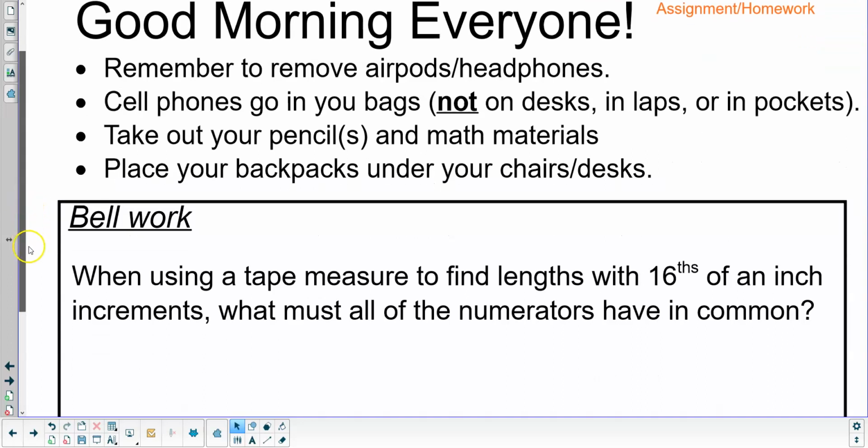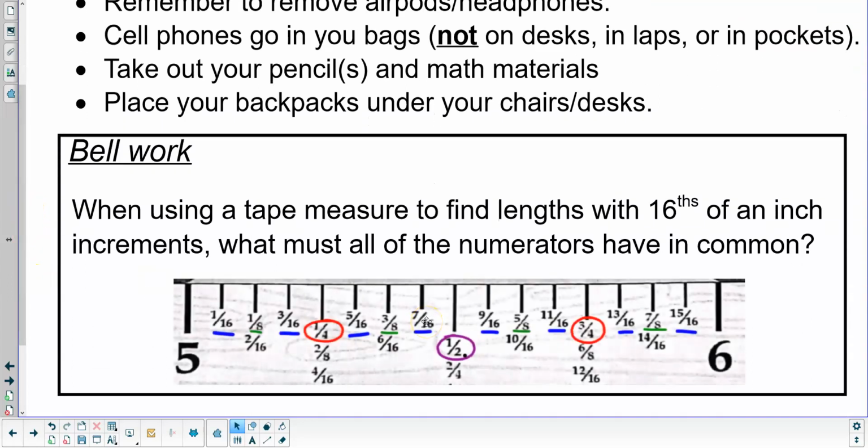Great. If you found the answer, you should have odd numbers. And again, this is just an example of what we went through on that very last example on the second page. If you're measuring in 16ths of an inch from any whole number to another whole number, it's always 1, 2, 3, 4, 5, 6, 7, all the way to 15 over 16. And notice that if it's an even number, it does reduce to an odd numerator, and the denominator will also be reduced along with it.